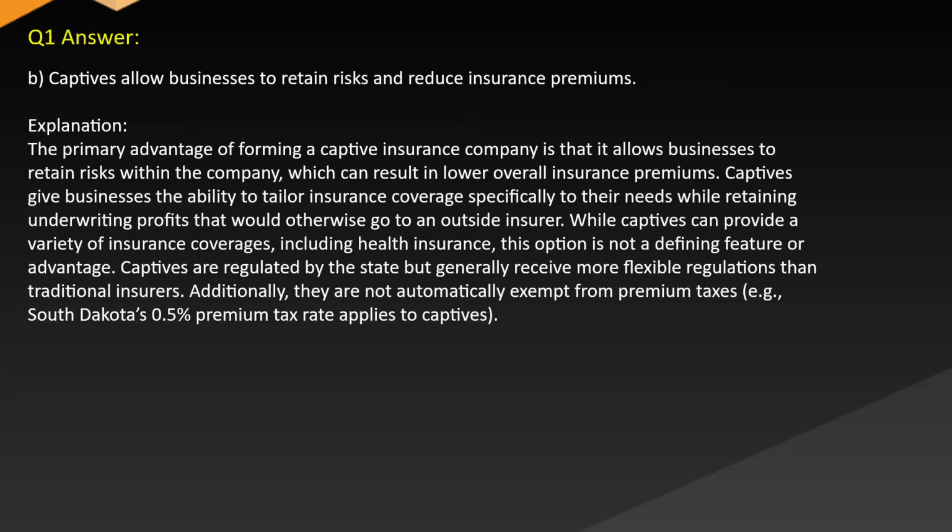Answer: B. Captives allow businesses to retain risks and reduce insurance premiums. Explanation: the primary advantage of forming a captive insurance company is that it allows businesses to retain risks within the company, which can result in lower overall insurance premiums. Captives give businesses the ability to tailor insurance coverage specifically to their needs while retaining underwriting profits that would otherwise go to an outside insurer.